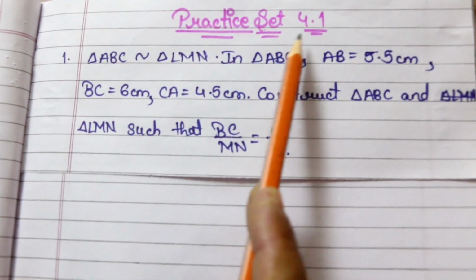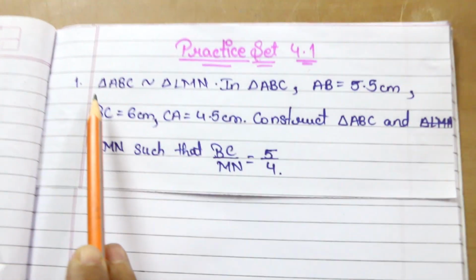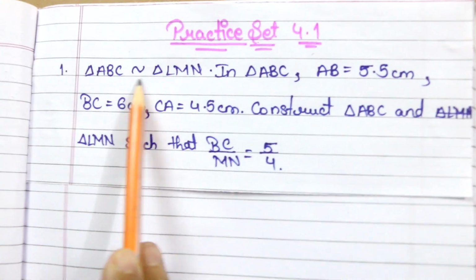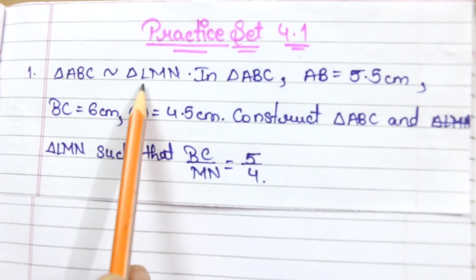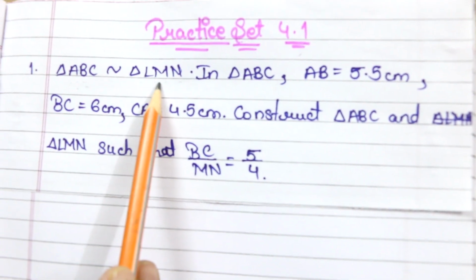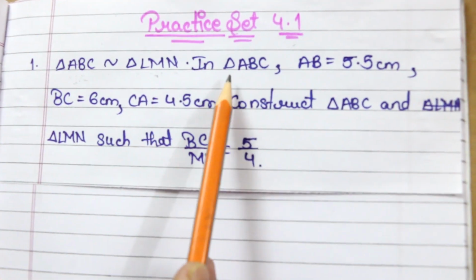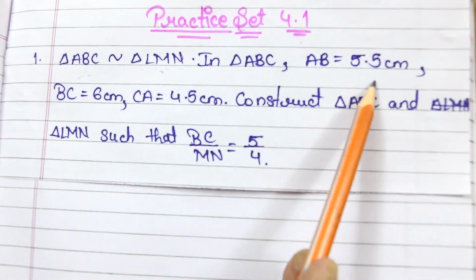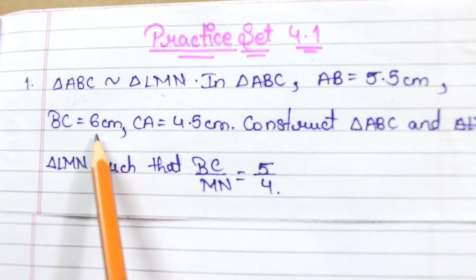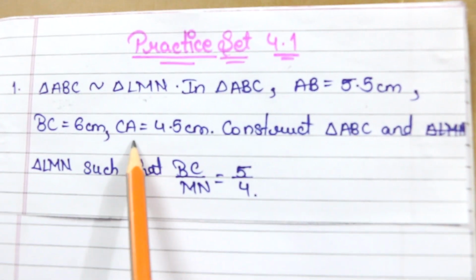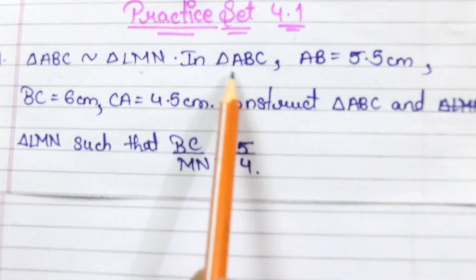Children, now we will be learning practice set 4.1 of your textbook. The first sum says triangle ABC is similar to triangle LMN. You can see ABC, LMN, both two triangles are there. They are not sharing any common angle. And in triangle ABC, AB is given 5.5 and BC is given 6 centimeter and CA is given 4.5. So we can construct triangle ABC.